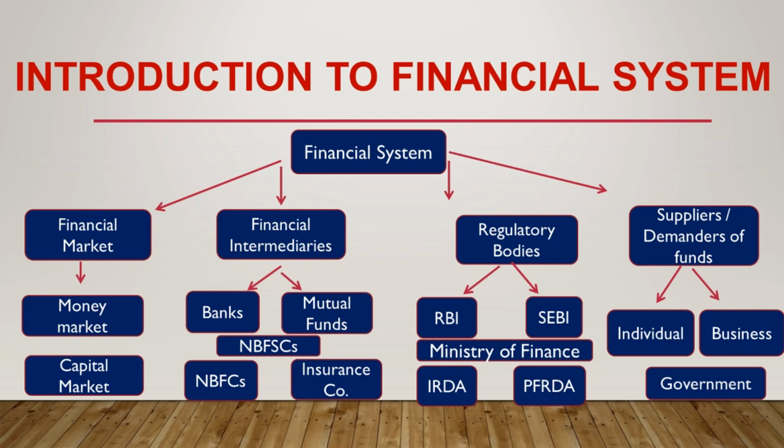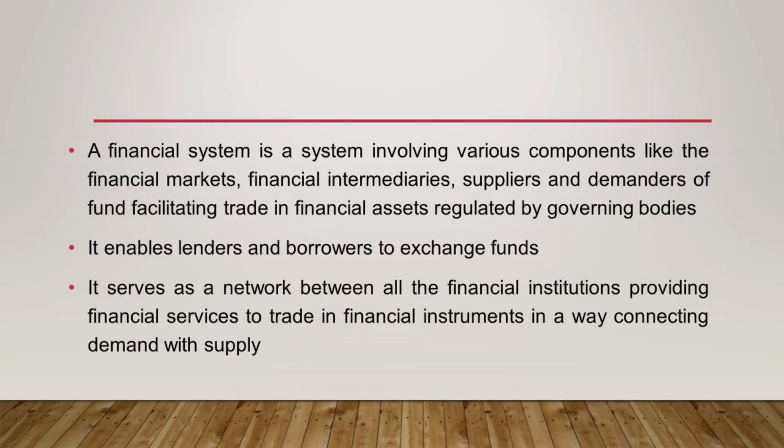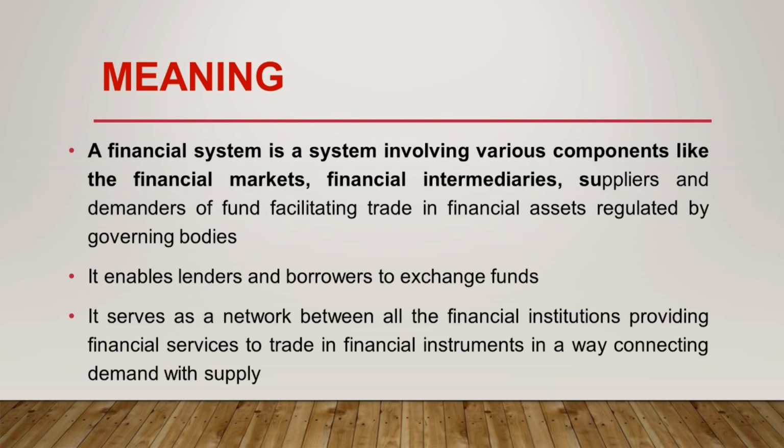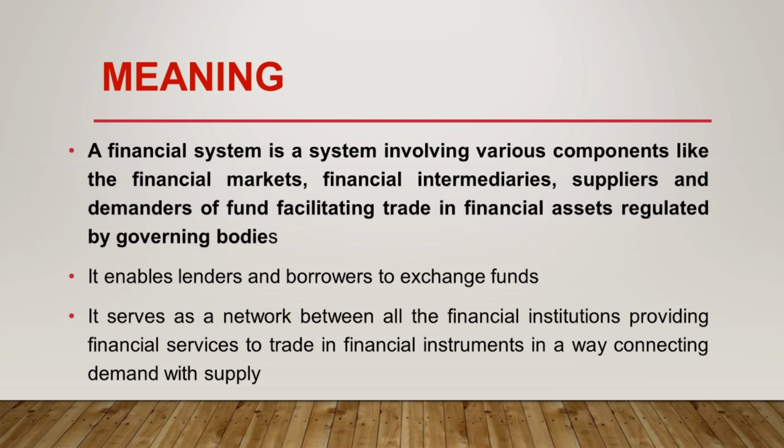Let's move forward to our next slide. So this is the meaning of financial system. Let's have a look at what the definitions and meanings say. A financial system is a system involving various components like the financial markets, financial intermediaries, suppliers and demanders of funds, facilitating trade in financial assets, regulated by governing bodies.